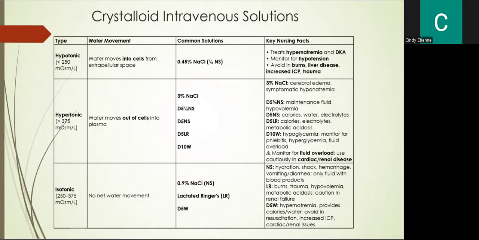So just remember, always assess for fluid volume overload when administering hypertonic fluids, especially in patients with heart failure and renal impairment, because they're not able to excrete the extra fluid. So you always have to watch out for increased volume.